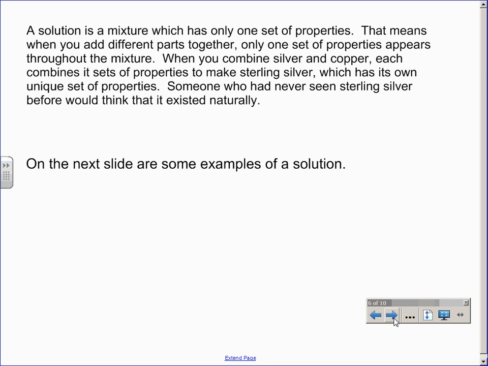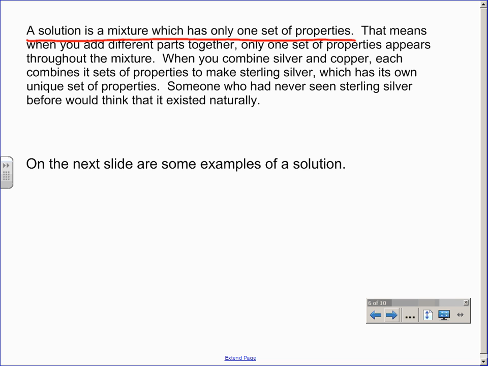A solution is a mixture which has only one set of properties. That looks important. A solution is a mixture which has only one set of properties. That means when you add different parts together, only one set of properties appears for the mixture.